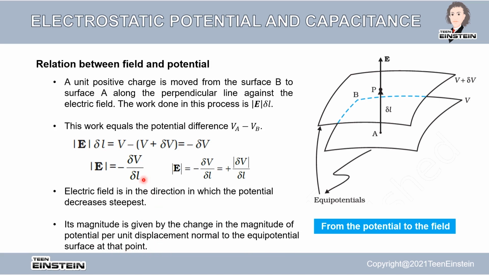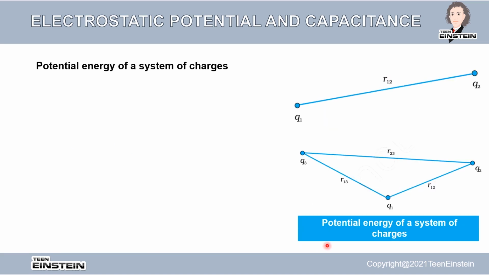So this is just explaining this equation. The magnitude of the electric field is equal to the rate of change of potential with respect to the perpendicular distance. For example, if we are moving from point B to A, what is the change in the potential with respect to delta L? That gives the value of the electric field. So it is the magnitude of potential change per unit displacement normal to the equipotential surface.